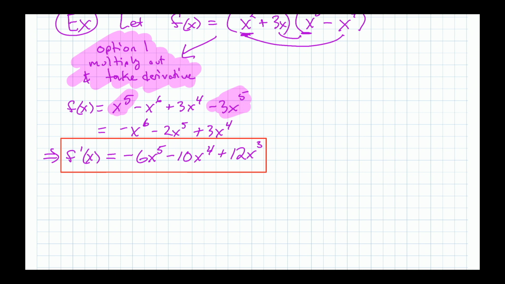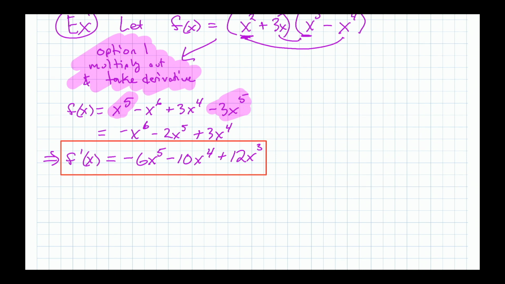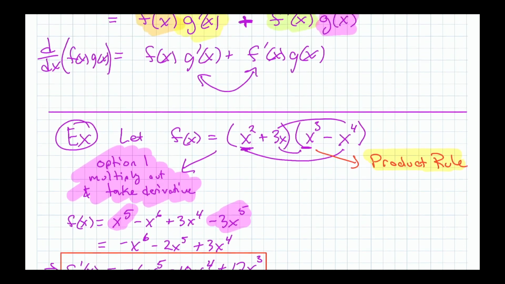All right? But we have another option. Our other option would have been the product rule. All right? Now the product rule, you would have done this. So we're going to have to do a little bit of erasing here.